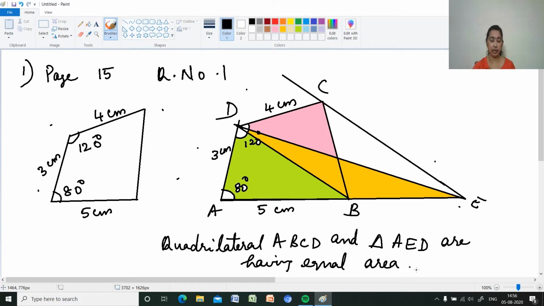So similarly, there is one more question on the same page, that is to construct a quadrilateral and convert it to a triangle of equal area, that you have to try out yourself. Then the next question is question number 3. I'm doing question number 3 here.